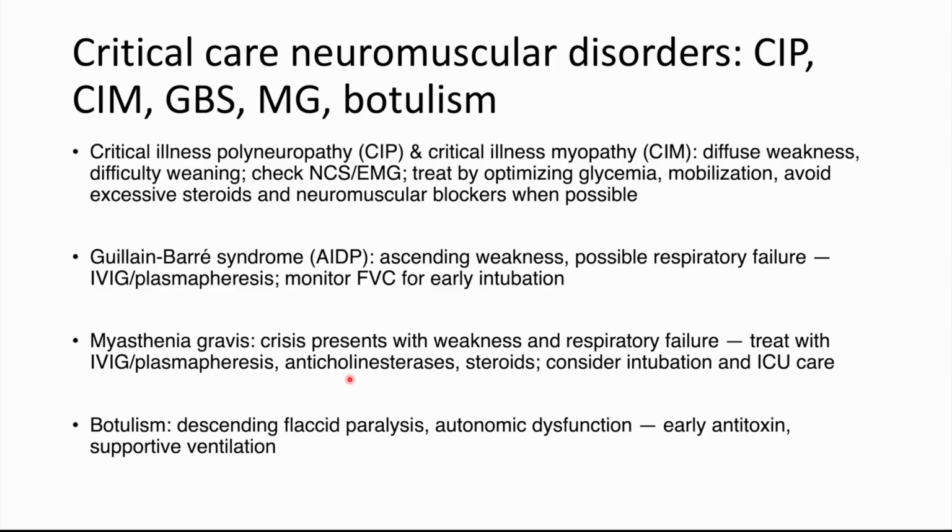In Guillain-Barré syndrome, ascending weakness, possible respiratory failure also can be seen. Then in these patients, we have to treat with IVIG, plasmapheresis, and monitor FVC for early intubation. In myasthenia gravis, these kind of patients usually present to ICU in a crisis state where weakness and respiratory failure is seen. Treat with IVIG, plasmapheresis, anticholinesterase, steroids, and consider intubation and ICU care. Botulism, where you can see descending flaccid paralysis, autonomic dysfunction, and early antitoxin and supportive ventilation is given.